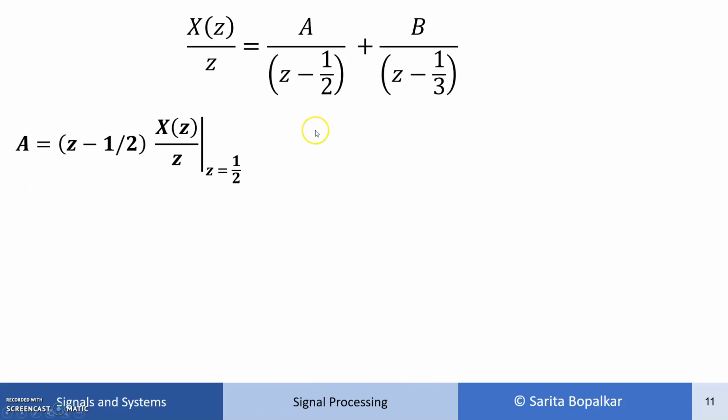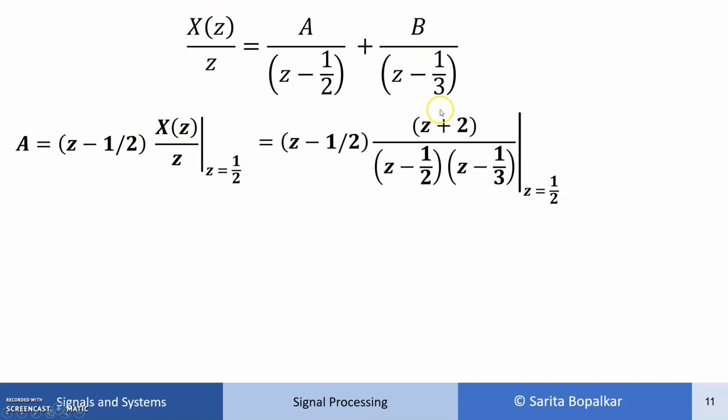A is with the denominator z minus 1/2. So multiply X(z) upon z by z minus 1/2 and put z equal to 1/2. So z minus 1/2 times X(z) upon z, which is z plus 2 over (z minus 1/2)(z minus 1/3). This will get cancelled, and put z equal to 1/2 here, and the answer is 15. So A is 15.